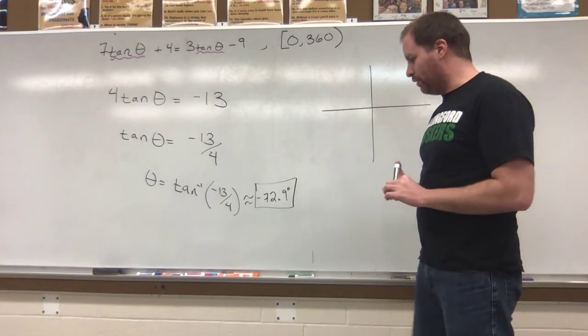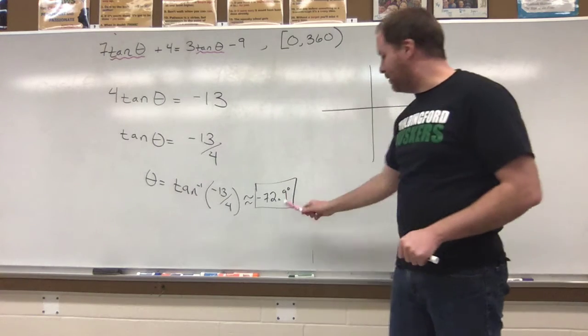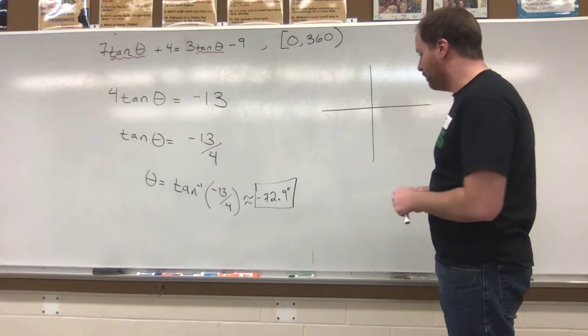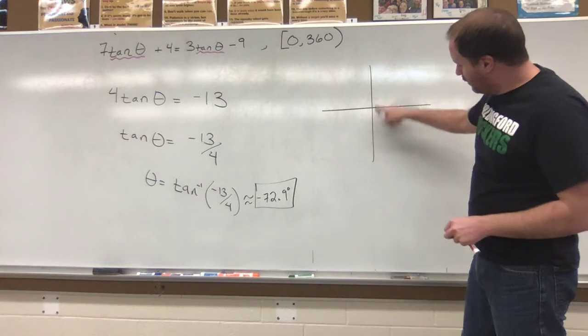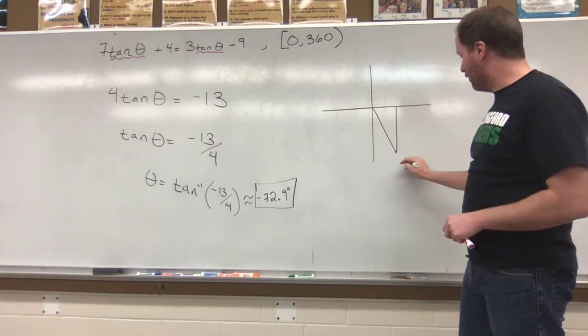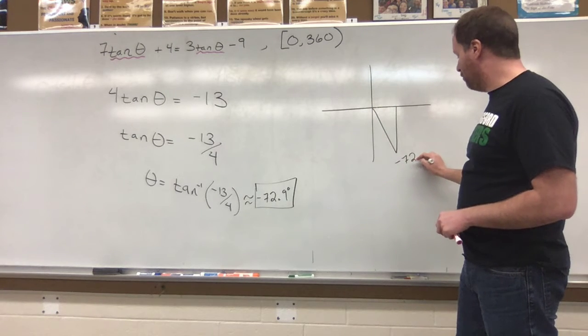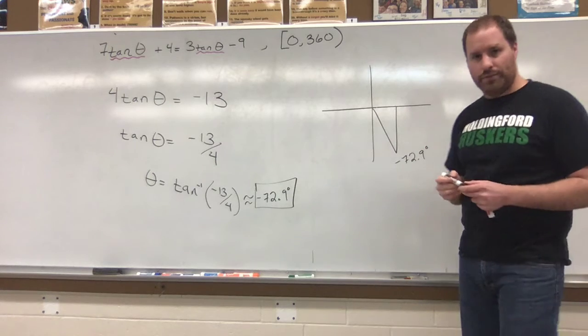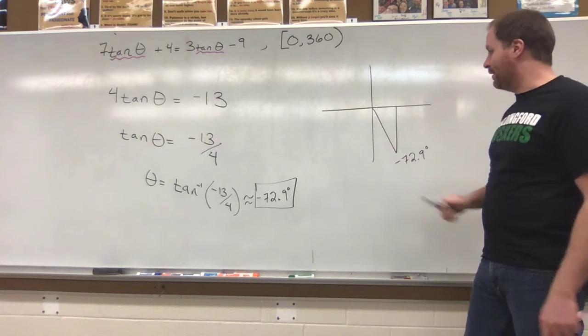So first thing I'm going to do is draw where this particular angle is. That's what I'm going to do. So it's negative 72, it's down here, it's not quite 90 degrees. So that angle is down here somewhere. There's our negative 72.9 degrees, right? That's where that thing ends up.